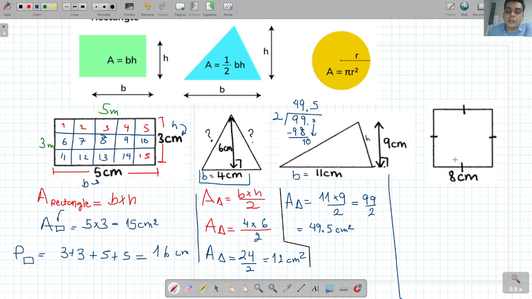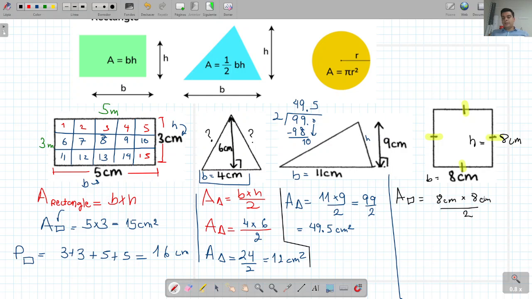For this one here, as you can see, we have these lines like this. These lines are telling the student that the sides are the same. Therefore, because all the sides are the same, we are talking about a square. The area of the square is just going to be the same formula as the area for a rectangle. We got our base, and we got our height, which is the same, 8 centimeters. 8 times 8 divided by 2.